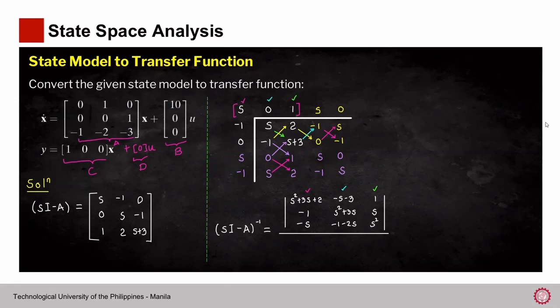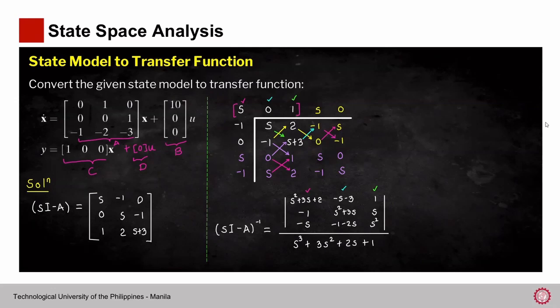What is S times S squared plus 3S plus 2? So, this is nothing but S cubed plus 3S squared plus 2S. 0 times negative S minus 3, that is 0. 1 times 1, that would be plus 1. Yan yung determinant actually. Ang galing, no? Kasi mahirap kunin yung determinant kapag 3 by 3 matrix, haba niyan, di ba? But getting the determinant, guys, is very easy using this technique. Okay? All right.